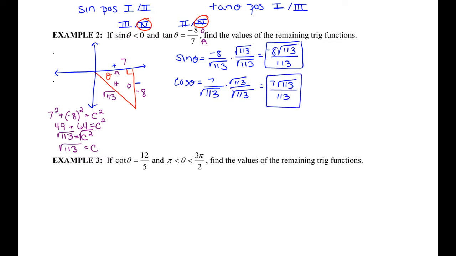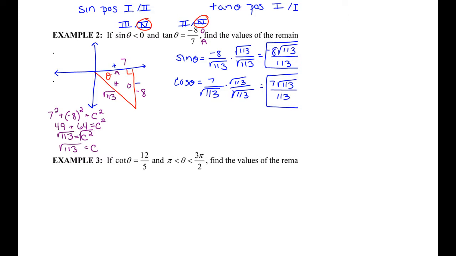Tangent was given to me in the original problem, so I do not have to list it as part of my answer. So now I'm going to look at the reciprocal trig functions, starting first with cosecant. Cosecant can be found by taking hypotenuse over opposite or by flipping the original sine trig ratio. So root 113 over negative 8. We don't have to rationalize this answer, however, you should not leave negative numbers in the denominator, so I'm going to pull the negative out front to get negative root 113 over 8 as an answer.